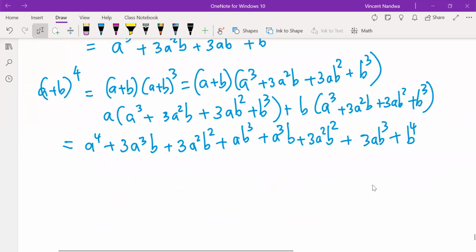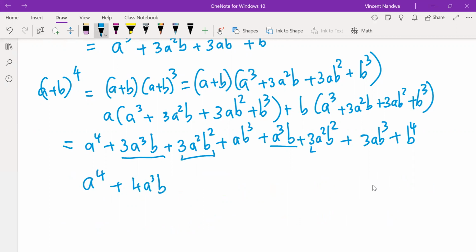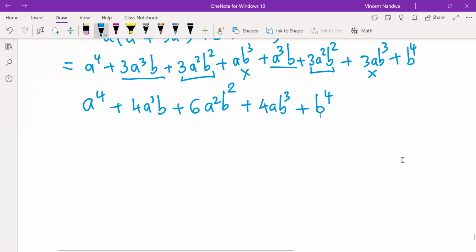So putting together like terms, we'll have a power 4. Now this term and this term are like, so we'll have 4a cubed b. This term and this term are like, so there'll be 6 of them, 6a squared b squared, plus this term and this term are like, so 4ab cubed, then plus b power 4. So we note something about these 4 expansions.